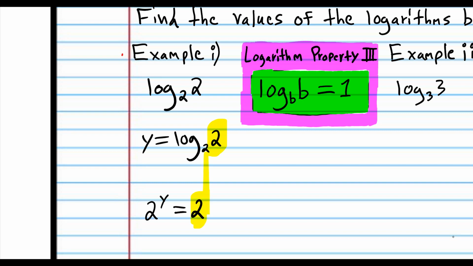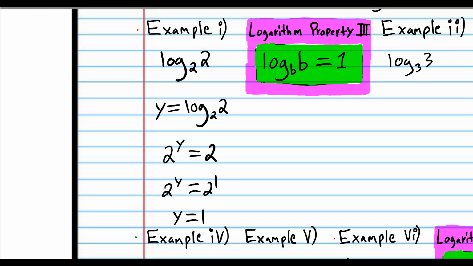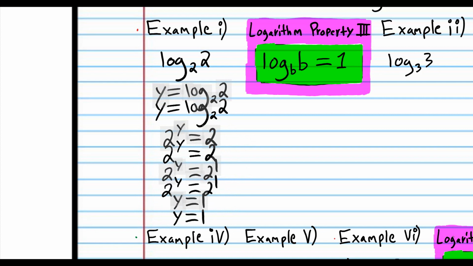So now we can see why y is going to be 1. Because you can write 2 as 2 to the 1 power. And if the bases are the same, that means that the exponents must be the same. So y is equal to 1. But y is what we were looking for in the first place. Y is the logarithm.